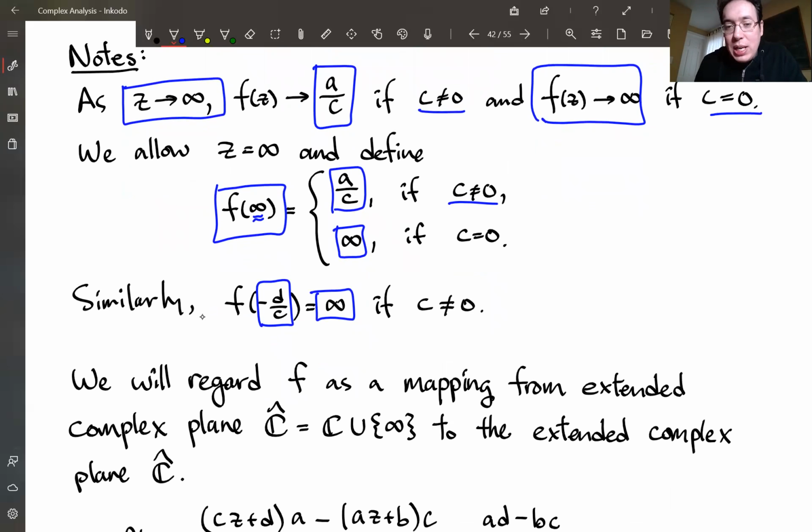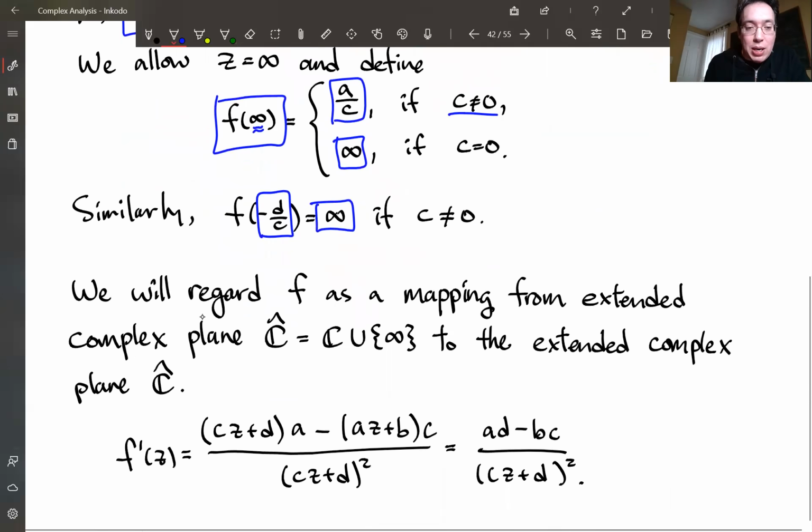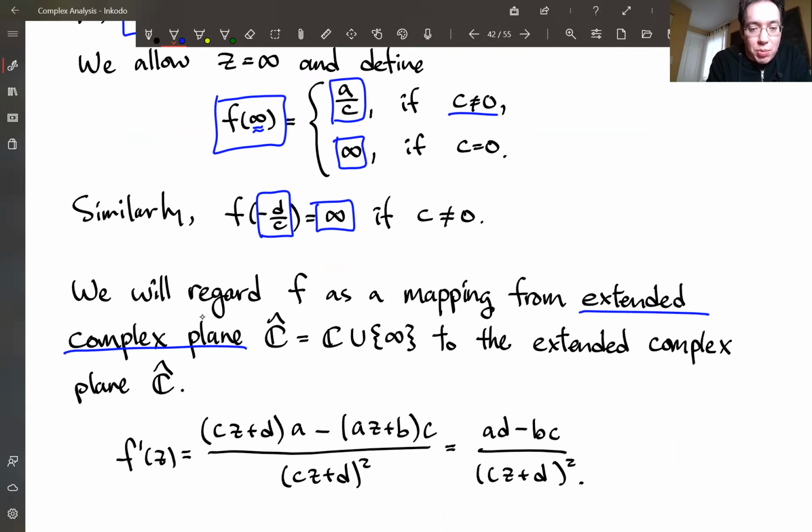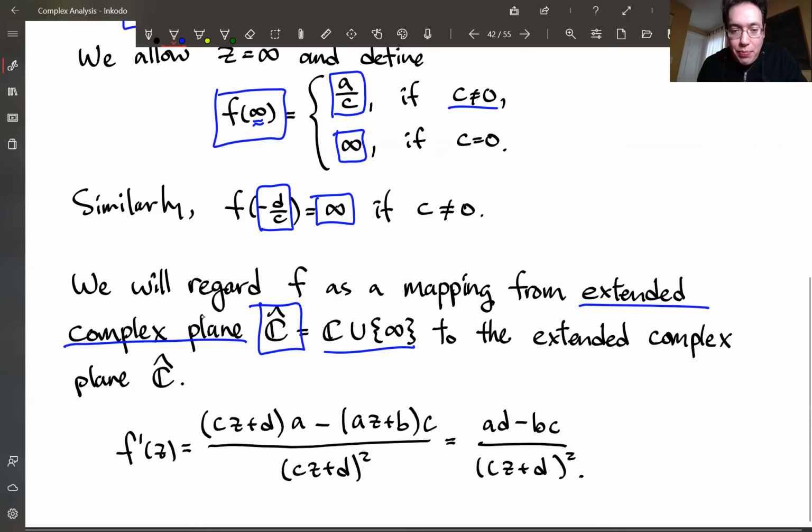This treating infinity like a number makes sense in the context of Möbius transformations. So we're going to define what's called the extended complex plane. We'll write a regular blackboard font C with a hat. And that is all of the complex numbers plus infinity as a point that we can plug in. Okay, so that's the extended complex plane.